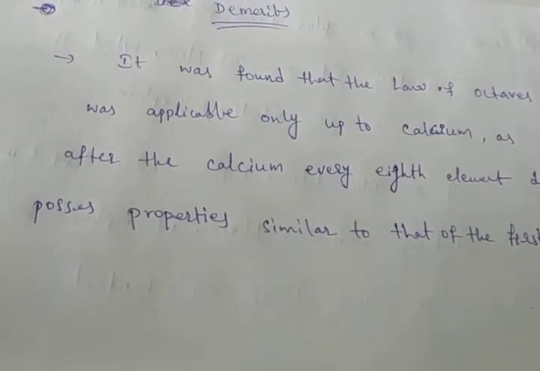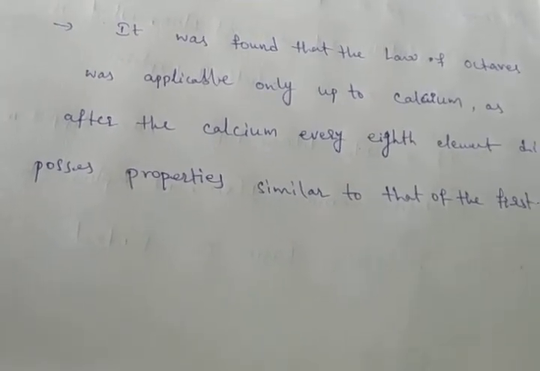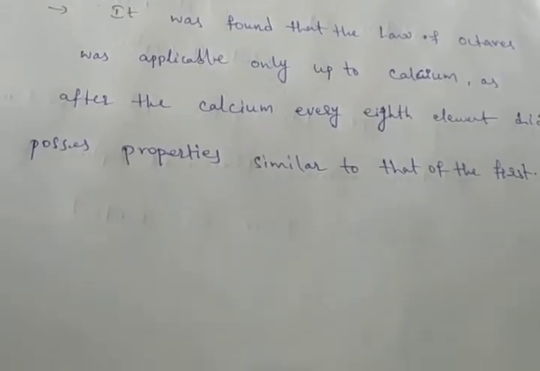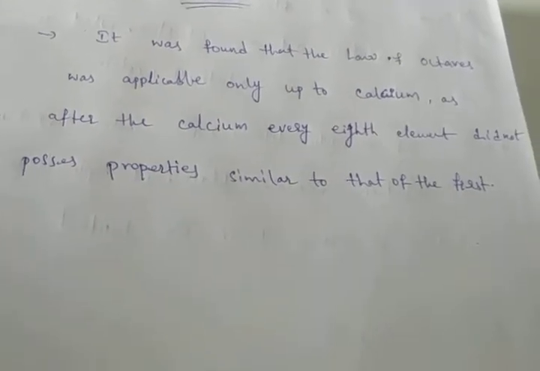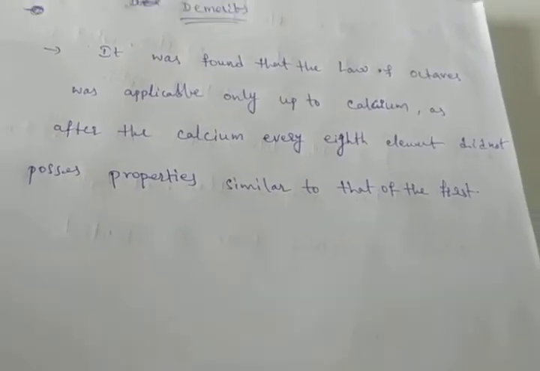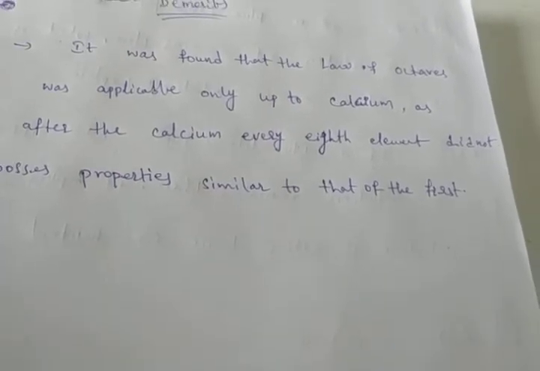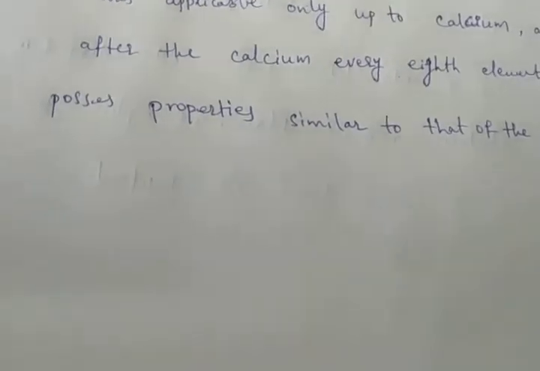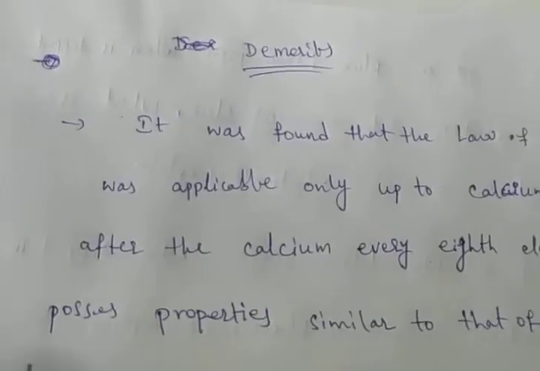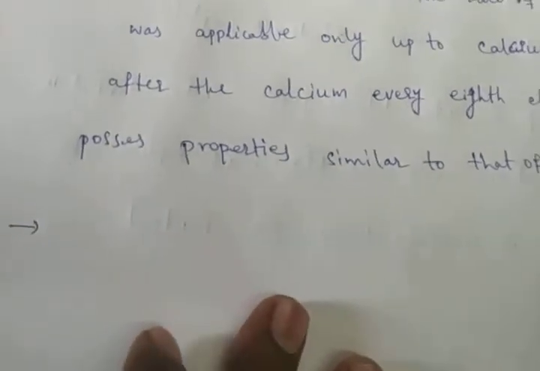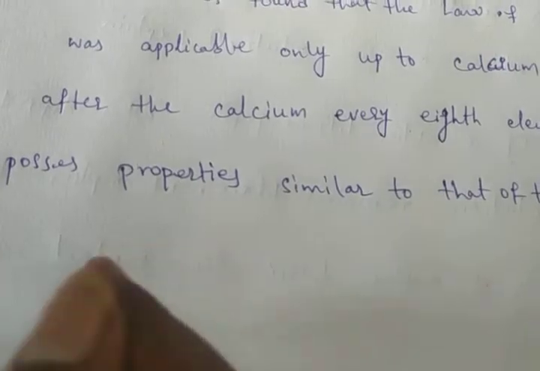When he explained this table, he explained only the 56 elements. In those 56 elements also it is applicable only up to calcium. After calcium it is not applicable to the remaining elements. This is another demerit of Newlands law of octaves. What is the demerit?